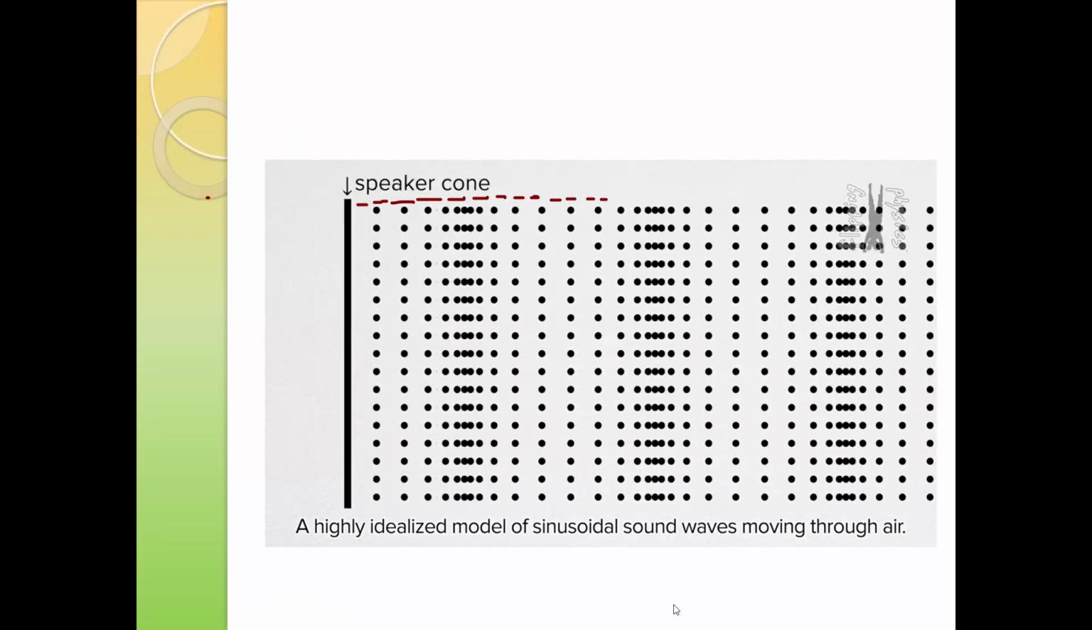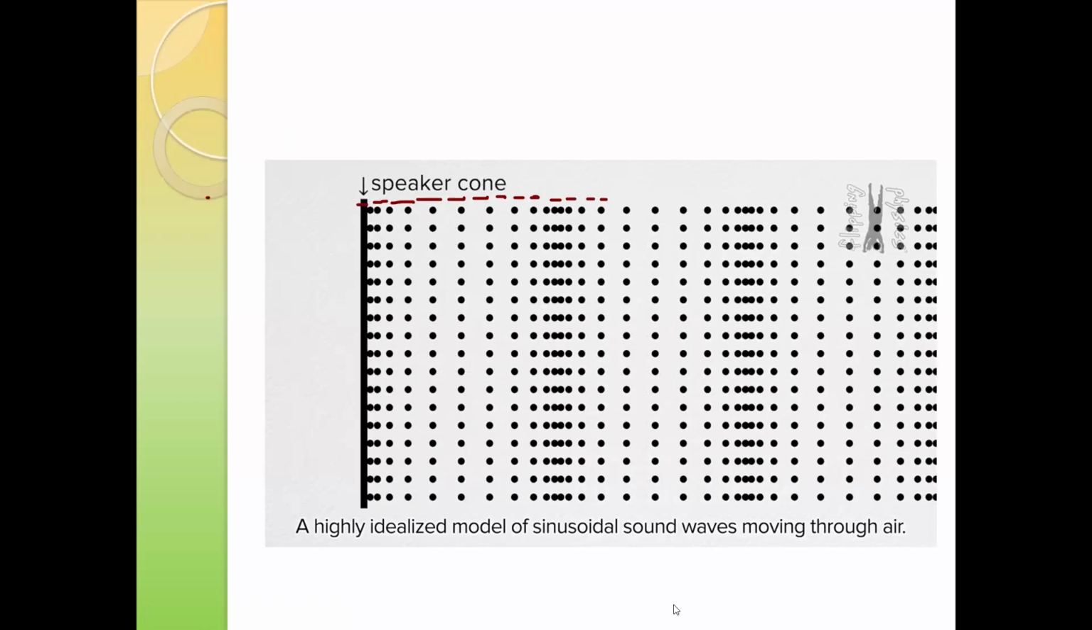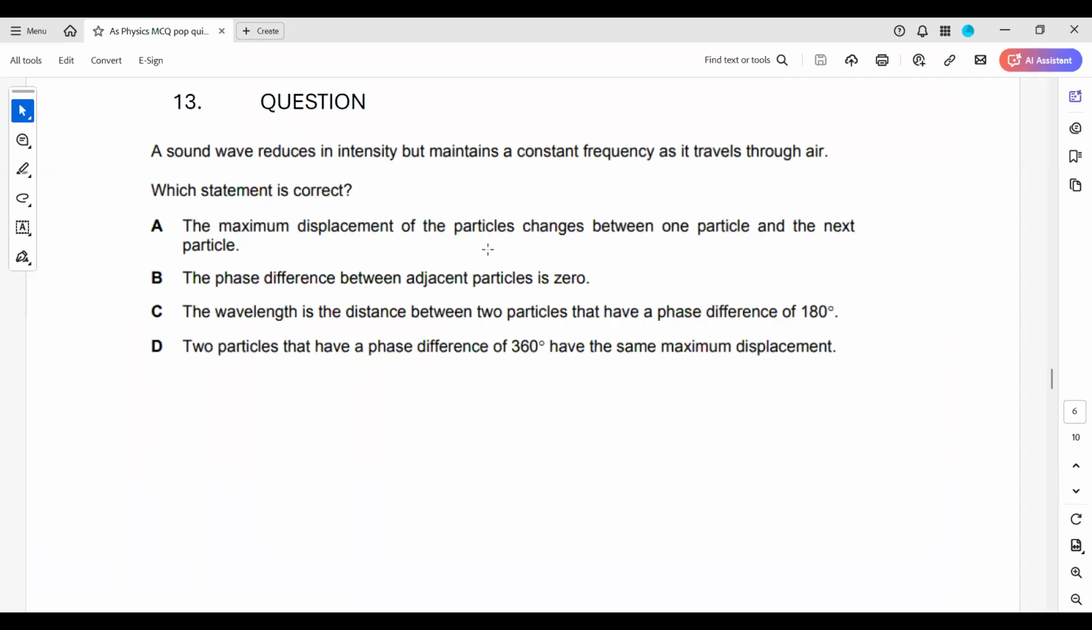So the question is related to a sound wave that reduces in intensity. Intensity means loudness, so we have reduced the loudness but maintained a constant frequency. So the maximum displacement of the particle changes from one particle to the next. Yes, that is the right statement, because if we reduce the intensity, it means we reduce the amplitude.